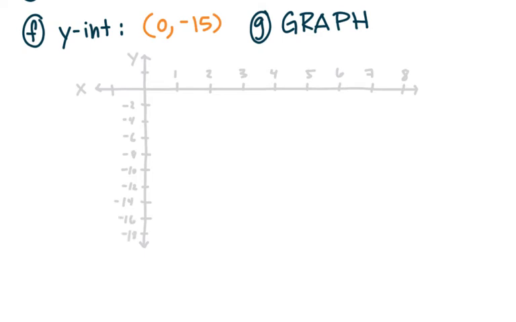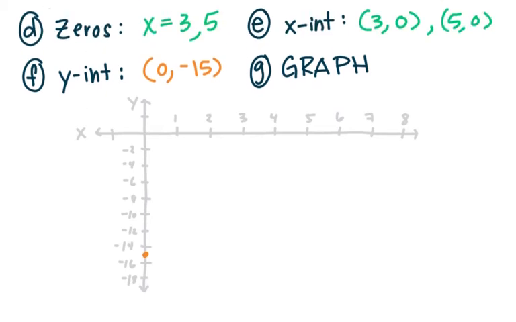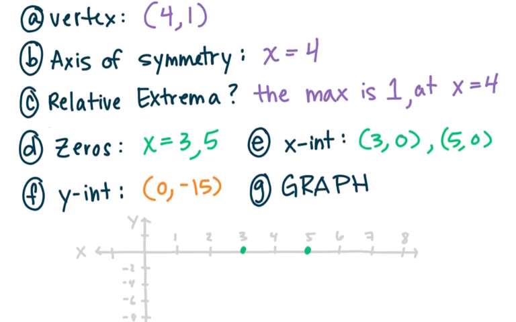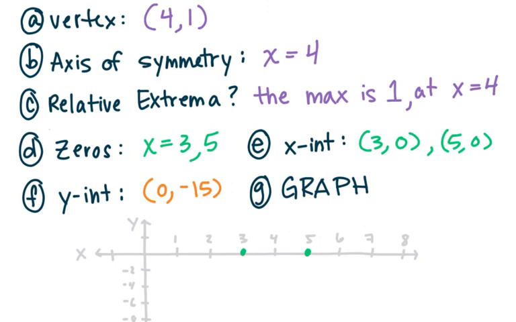So now that I've written out my axes, I'm going to go ahead and plot my y-intercept. So my y-intercept's at negative 15, which is between negative 14 and negative 16. Where are the x-intercepts? Well, the x-intercepts are at 3 and 5. Lastly, we had one other point. We had a vertex at (4, 1), so right about here.